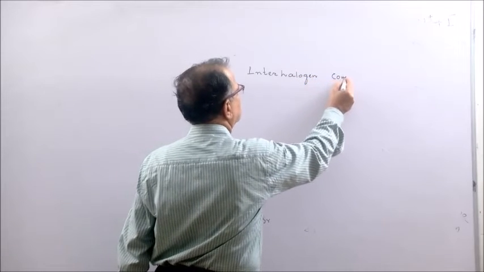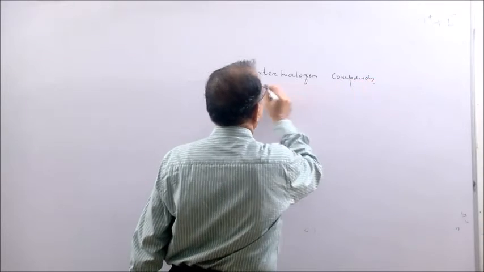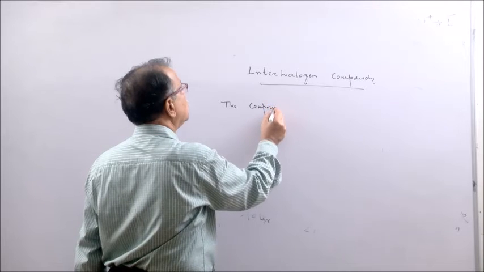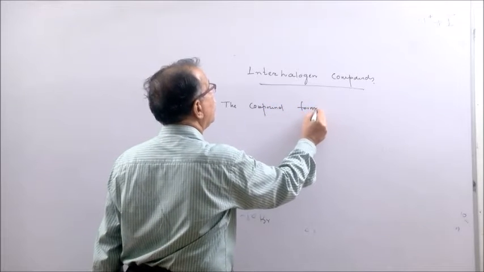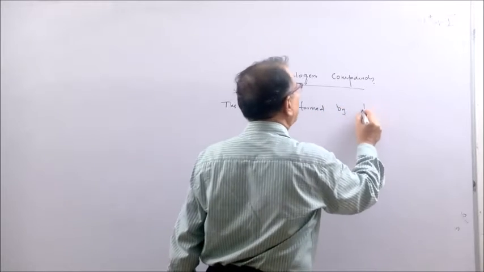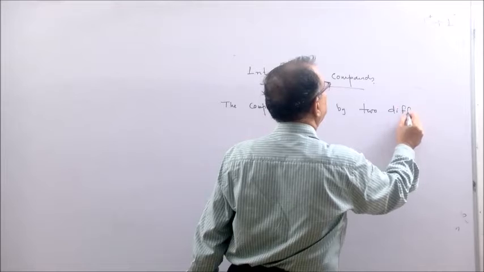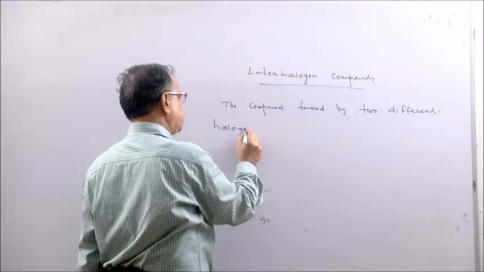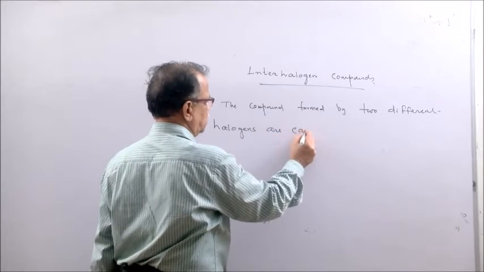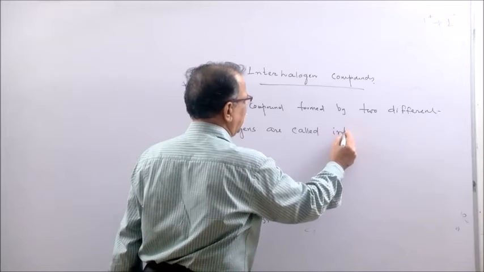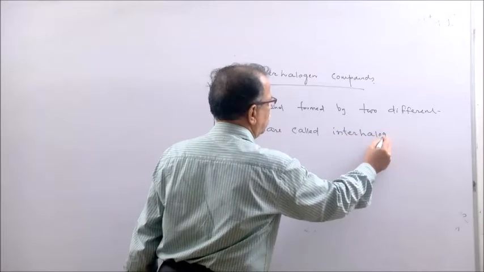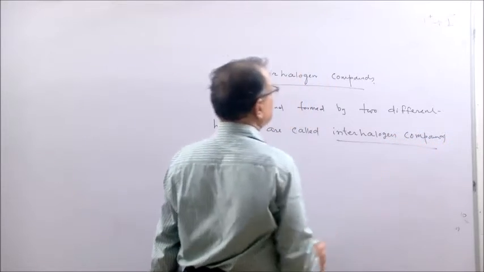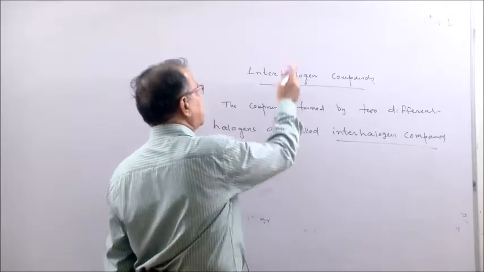Interhalogen compounds. The compounds formed by two different halogens are called interhalogen compounds. That means they are formed between halogens like fluorine, chlorine, bromine and iodine.